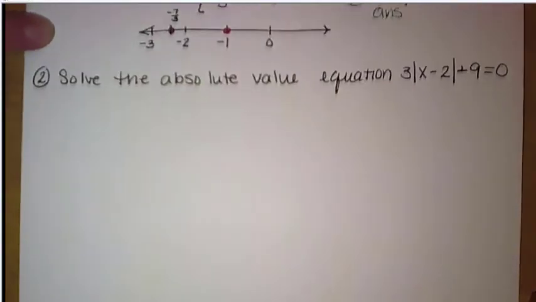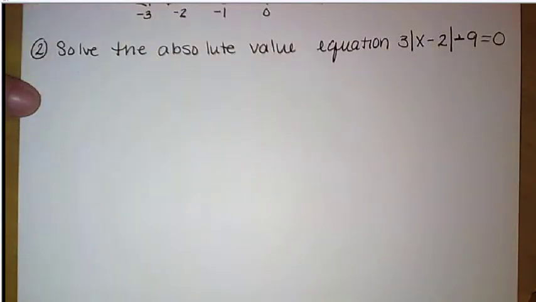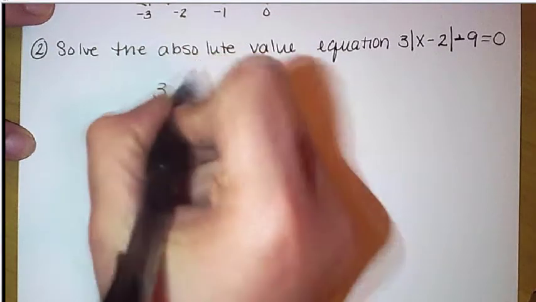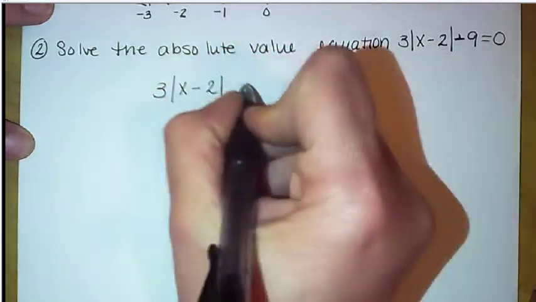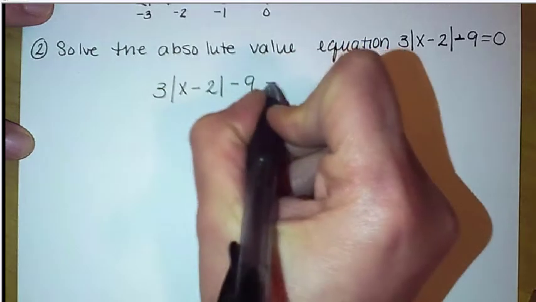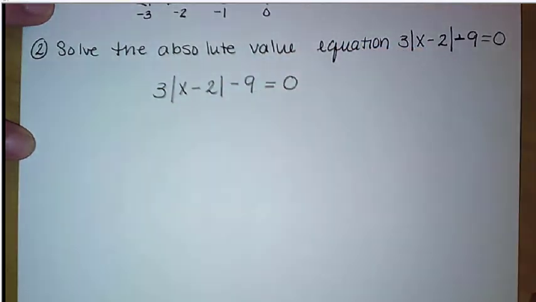Okay, so for our next example, we're still solving an absolute value equation. This time we have 3 times the absolute value of x minus 2, minus 9, equal to 0. Again, we still need to go through the same 4 steps we just did in the previous problem. The first step being to get this in standard form.